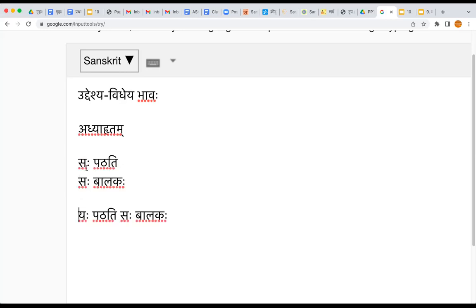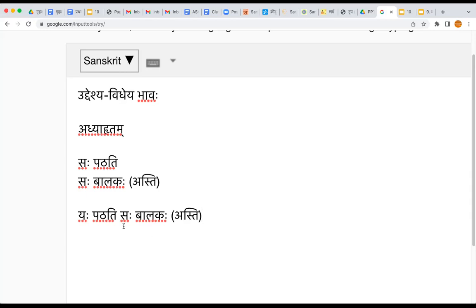So saha pathati, saha balakaha. So adhyahuta padam asti, right? Saha pathati, kshamyata, not here. Saha balakaha asti. So when we combine these two, yaha pathati saha balakaha, and then atra adhyahrutam asti padam. Okay. Is it clear so far?